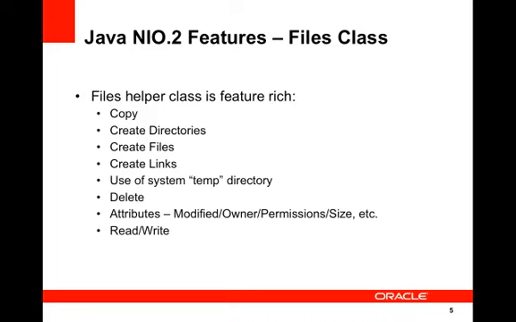Now, there's a variety of features. We have this Path instance representing a file or a directory, but does that file really exist on the file system? Is it readable? Is it writable? Is it executable? The Files class provides a large number of utility methods for typical file system operations, things like copy, create directories, create files, create links, use the system temp directory, delete the file. What are the attributes? Can it be modified? The owner, permission, size, things like that. Is it readable or writable? Can I set those types of things?